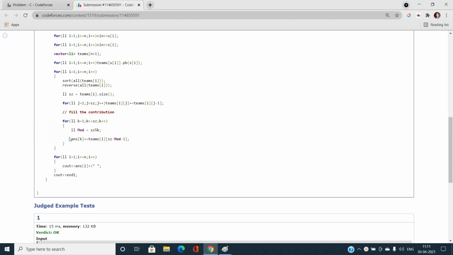Okay, now just take the mod and fill the contribution of answer of k, which is going to be teams of i at sz minus mod minus 1, because I've already taken the prefix sums. If you are not taking the prefix sums, you would have to iterate to find the sum for a particular answer of i. Okay, so just print the answer finally, and this is going to be an efficient code.